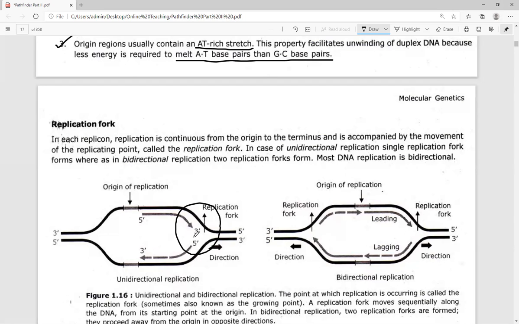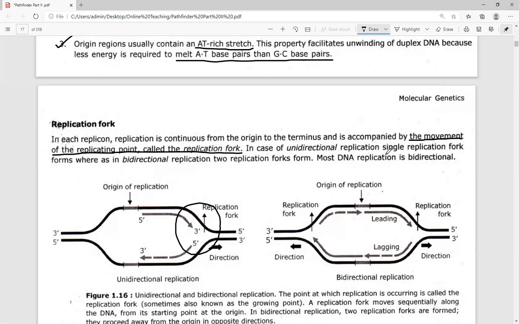This is the direction in which the replication fork is going to move. So what is this replication fork? The movement of the replication point over the dsDNA constitutes the replication fork. So this is the movement of this particular point in the direction of DNA replication that constitutes the replication fork.